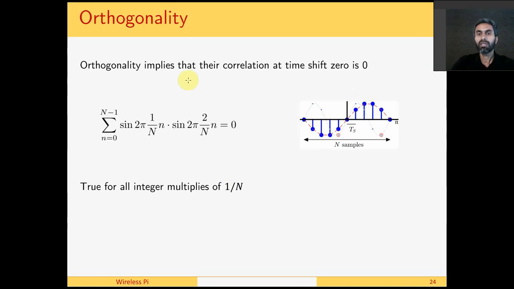Orthogonality implies that for these sinusoids, their correlation at time shift 0 is 0. This is the mathematical formula, but it is very easy to see through the diagram. You see that this is a sinusoid given by 2 over N and this is the frequency given by 1 over N. So when we have a complete period of it here, this one is negative. When we have a complete period here, this one is positive. Definitely those two values, when we add them up, cancel out.